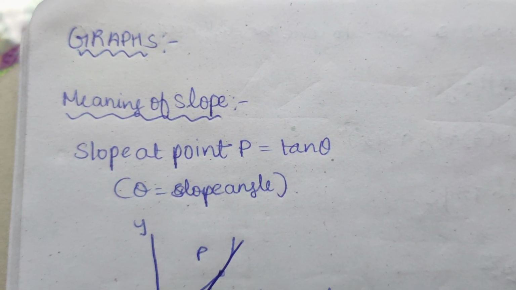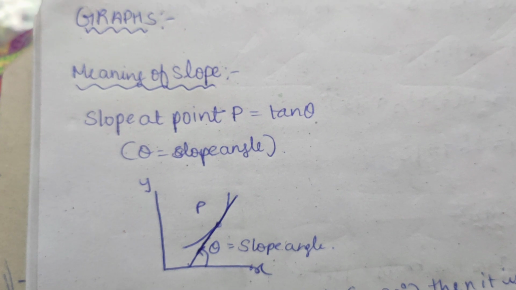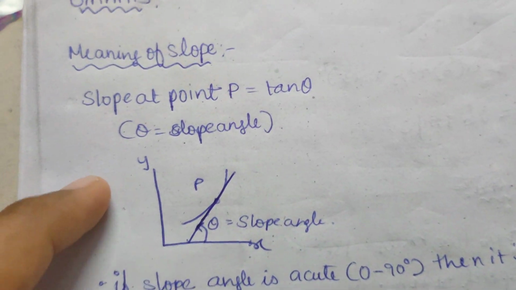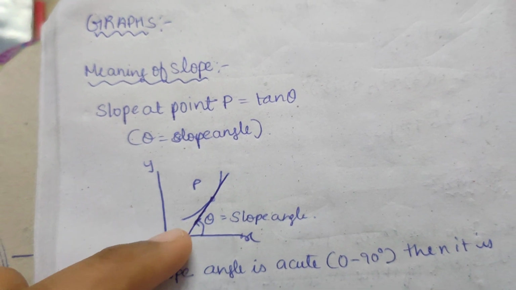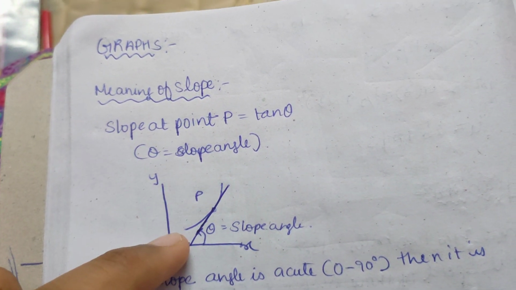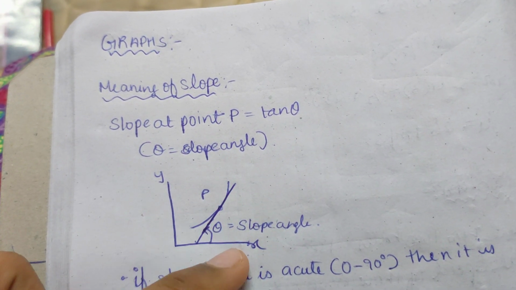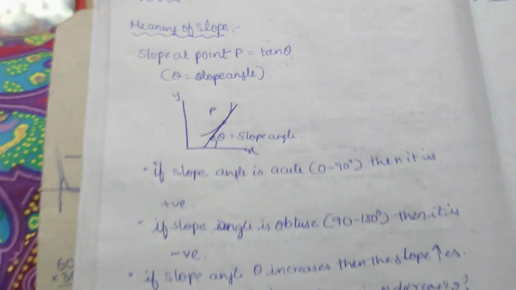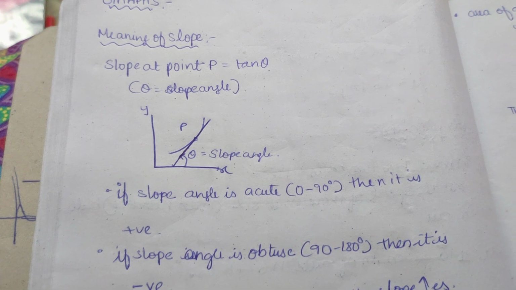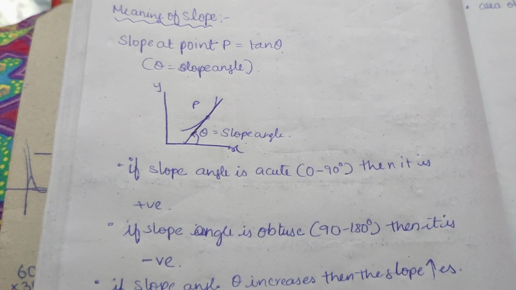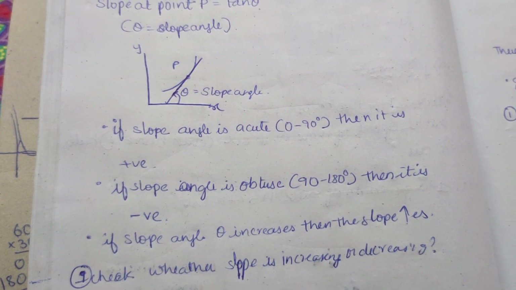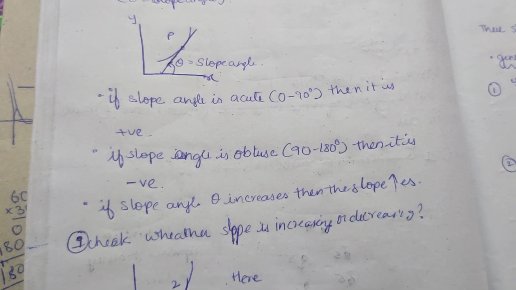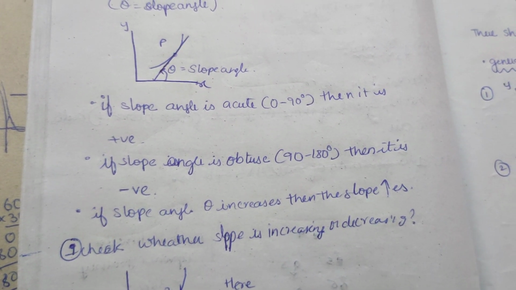Now let us discuss graphs. Meaning of slope: slope at the point P equal to tan theta. Here you can see, if we take a graph with y-axis and x-axis and plot a curve, and take the tangent to the curve, then theta is the slope angle and the slope is tan theta. If the slope angle is acute, 0 to 90, then the slope is positive. If the slope angle is obtuse, that is 90 to 180, then it is negative. If the slope angle theta increases, then the slope increases.